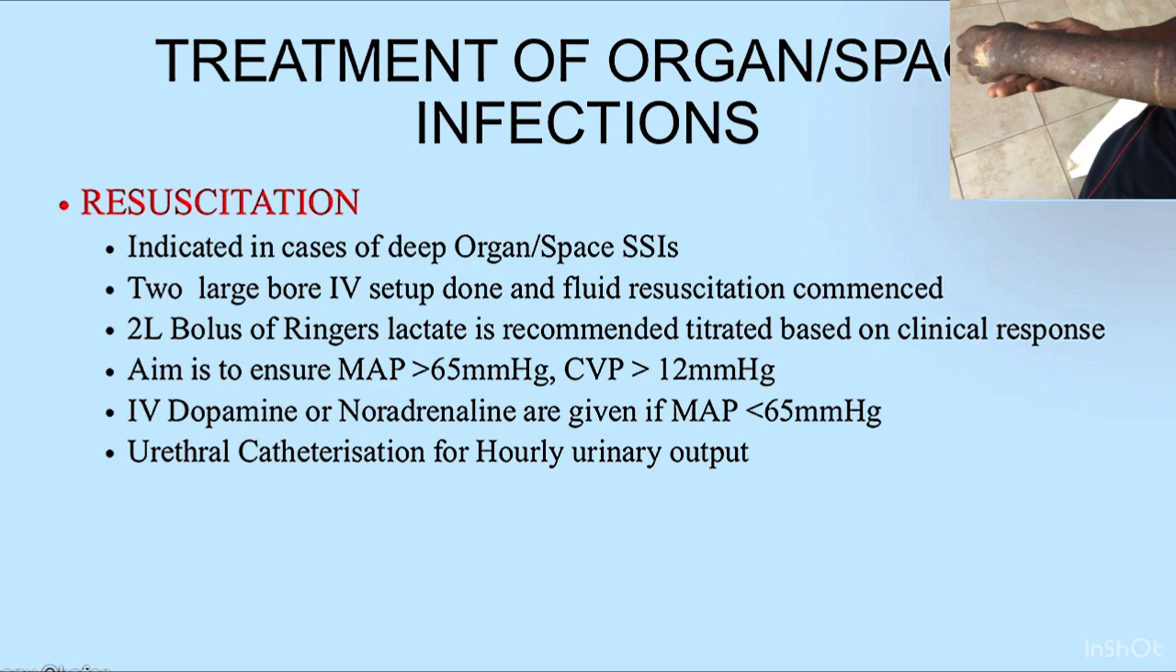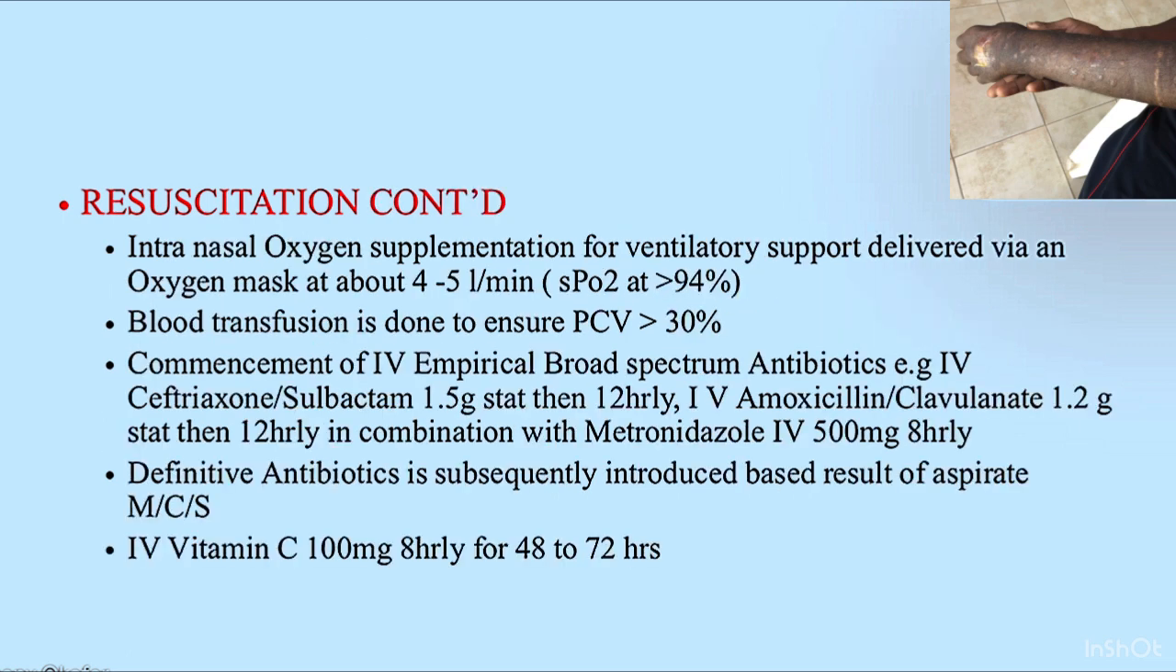So for treatment of organ or space infection, most times these patients have some form of overwhelming sepsis and they are toxic. So you want to initially resuscitate them so that they don't come down with septic shock. So you want to site 2 large bore cannulas, and put the patient on IV fluid. The aim is to ensure that the mean arterial pressure is greater than 65 millimeters of mercury and the central venous pressure is greater than 12 millimeters of mercury. You could also give IV dopamine or noradrenaline if the mean arterial pressure is less than 65 millimeters of mercury. I also want to catheterize the patient in order to monitor their urine output. Intranasal oxygen is given at a rate of 4 to 5 liters per minute, and then blood transfusion can also be done if the PCV is less than 30%.